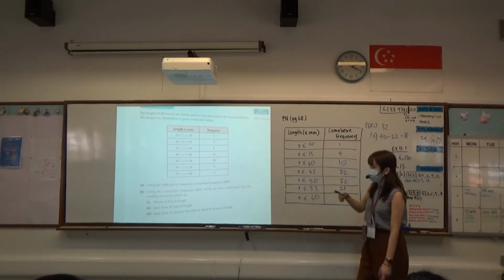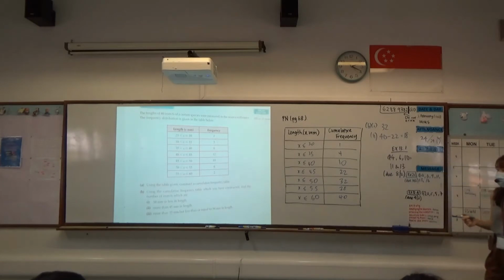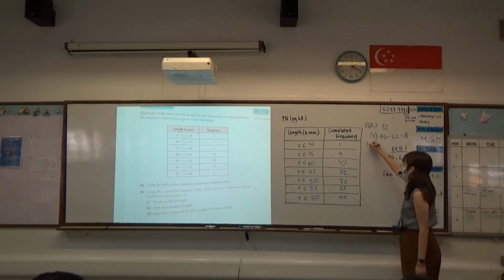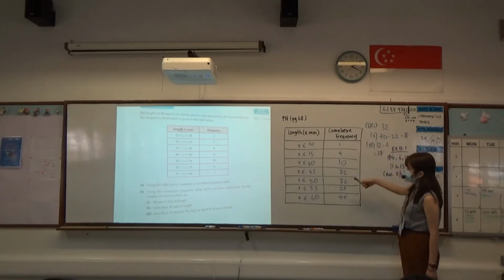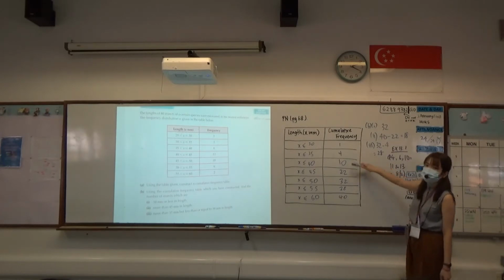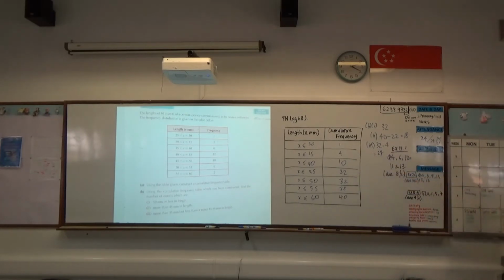Okay, and in part 3, we want more than 35 mm but less than or equals to 50 mm in length. Okay, what would the answer be, Katja? 32 minus 4? 32 minus 4? 28. Okay, so that's because at 50 mm we have 32, at 35 mm we have 4, so we take the difference between these two numbers and we get the answer 28.